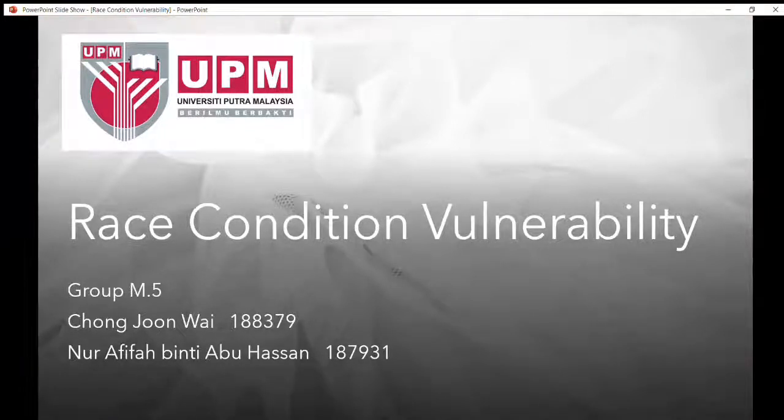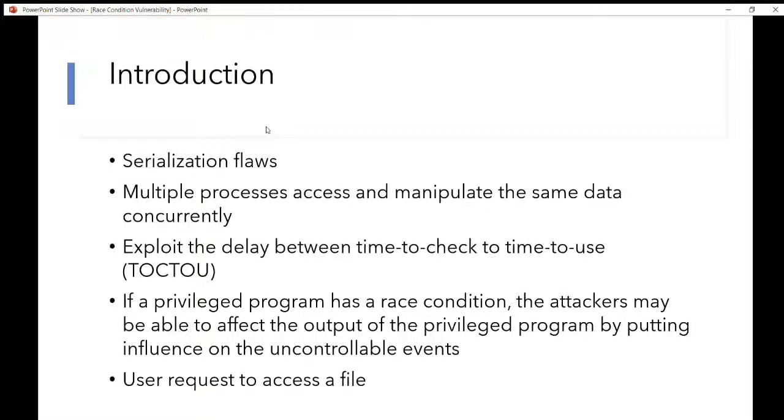ECC4707 Computer and Network Security video presentation for our mini project, Race Condition Vulnerability. This will be our title and we are from group M.5. My name is Chong Jun Wai, my track number 188379, and my partner is Noor Afifa binti Abu Hassan, 187931, and our lecturer for this course is Dr. Fazirul Hisham.